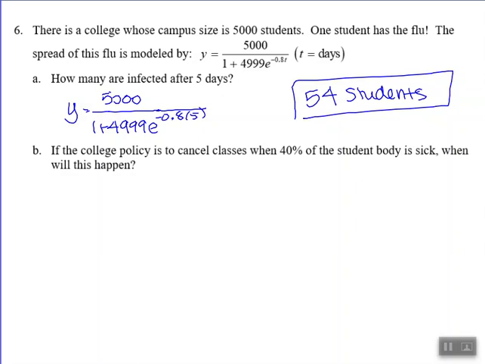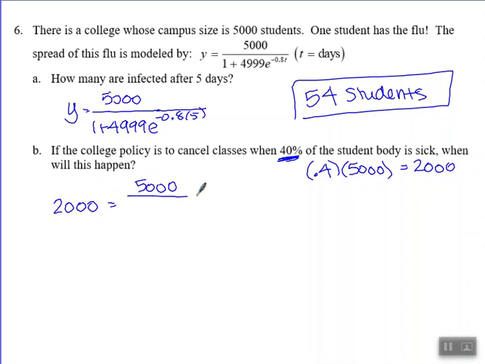If the college policy is to cancel classes when 40% of the student body is sick, when will this happen? First, we need to know what 40% of the student body is. So, if we do 40% as a decimal times the total population, that gives us 2,000. So we need to know when there are 2,000 students sick. So we need to plug in 2,000 for y, and solve for t.